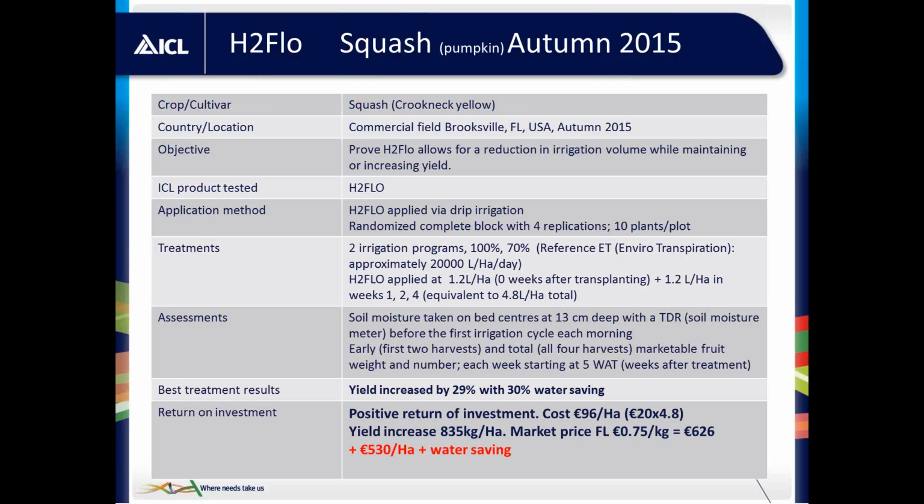And H2Flo in this case was applied at 1.2 litres per hectare at transplanting, and then 1.2 litres per hectare at weeks 1, 2 and 4, so there was an equivalent of 4.8 litres per hectare applied in total. For measurements, we looked at the soil moisture, taken at the bed centres at 13 centimetres deep with a TDR, which is a type of soil moisture meter. These readings were taken before the first irrigation cycle every morning.